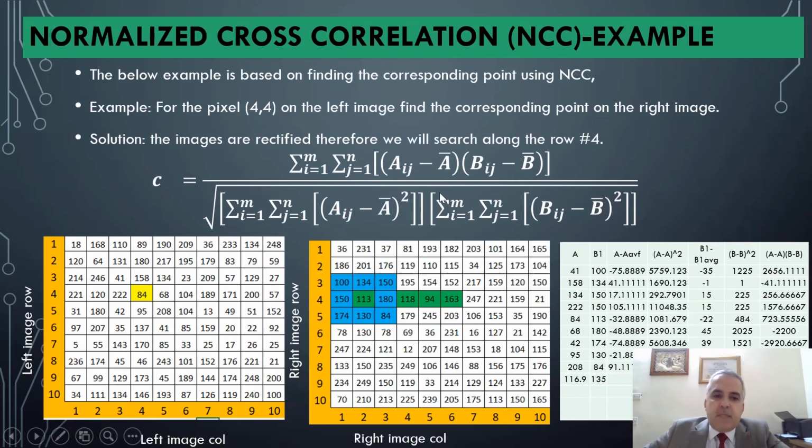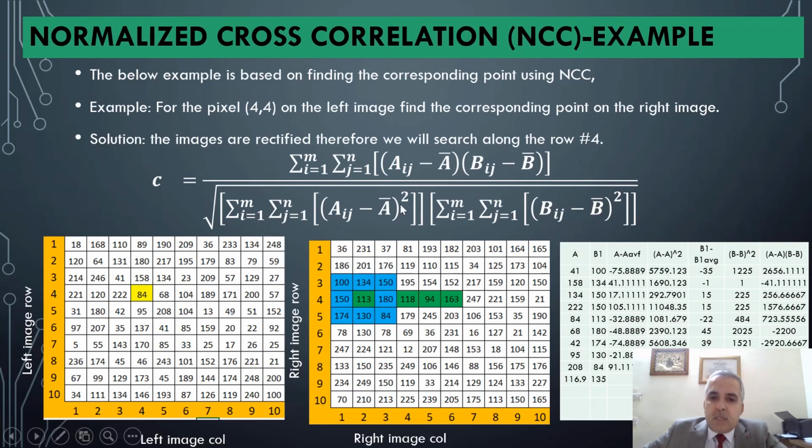As you can see here, we have this example, similar image. What we will do first is find the average of this window: 41, 158, 150. Then we will find the average of this whole 3 by 3 pixel window, and then by subtracting each pixel from the average, we will get this value. Then we will square them, and we will get this summation. Similarly on the second image, and multiplying this one by this one, we will get this value.